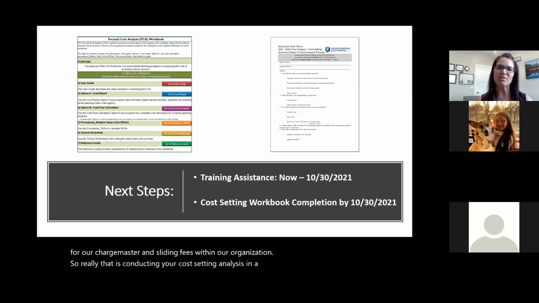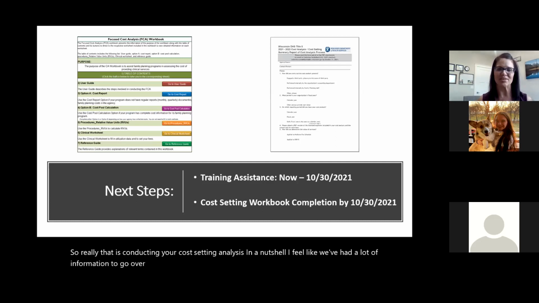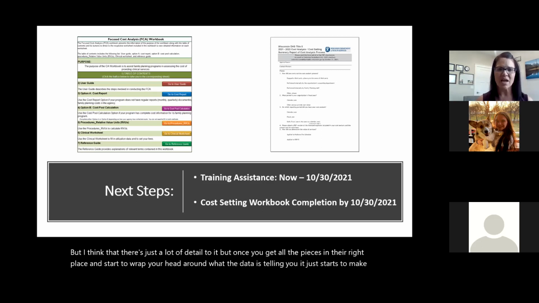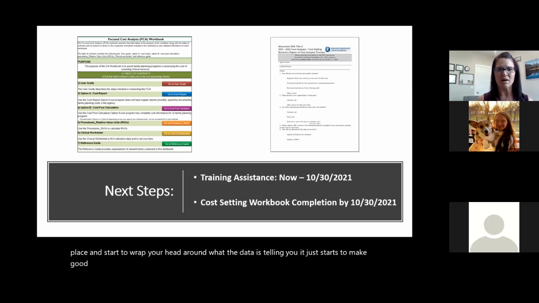I feel like we've had a lot of information to go over in 3 hours, and there's obviously going to be a need for that training assistance for many of you as you work through these things. There's just a lot of detail to it, but once you get all the pieces in their right place and start to wrap your head around what the data is telling you, it just starts to make good sense. So now you guys are going to be moving on and being tasked with conducting all of these fun activities that I've shared with you.